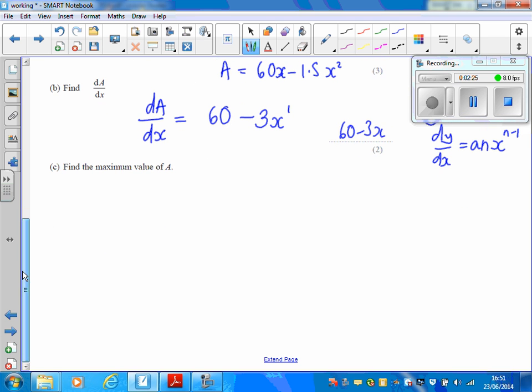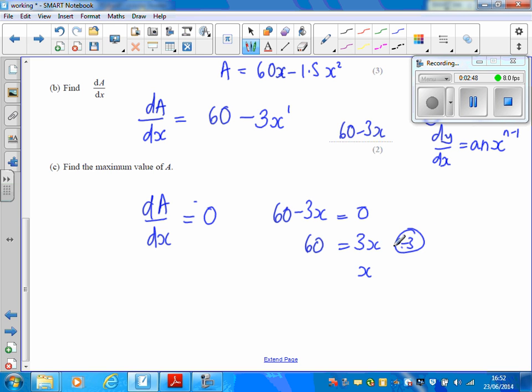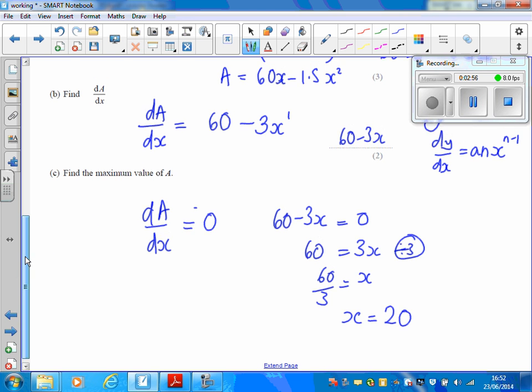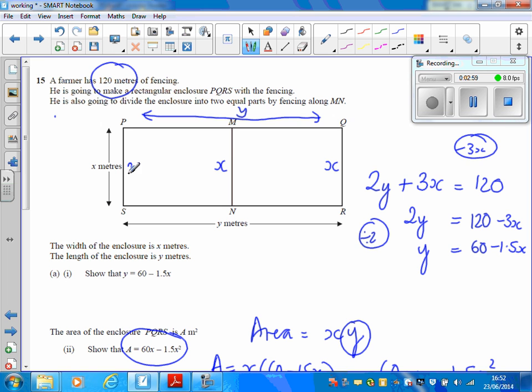The question then says find the maximum value of A. To find the maximum we differentiate, that's just dA by dx, and we put the differentiated expression equal to 0. So that means that 60 minus 3x is equal to 0. Adding 3x to both sides, 60 is equal to 3x, so dividing both sides by 3, x is going to be 60 divided by 3, so x is equal to 20. So for the maximum possible area, x is equal to 20. So this will be 20, and this will be 20, and this will be 20.